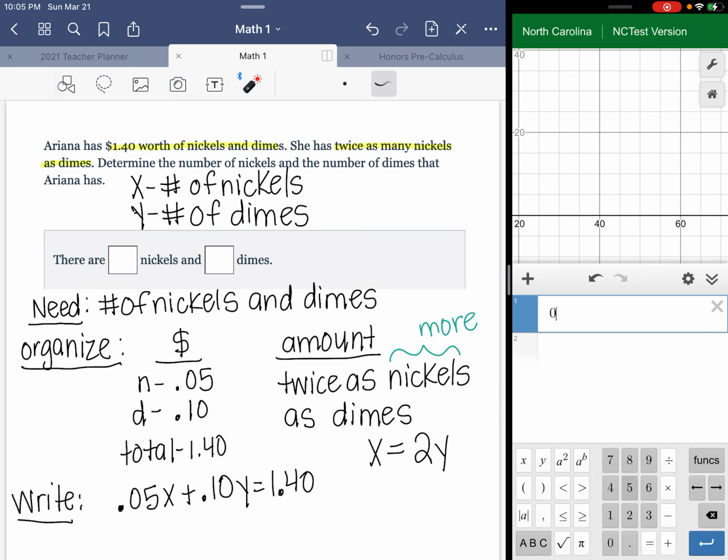So at this point, I'm going to type this in. If I could type it in properly. All right.